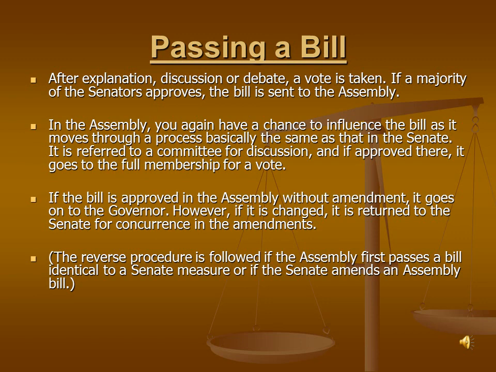It is referred to a committee for discussion, and if approved there, it goes to the full membership for a vote. If the bill is approved in the Assembly without amendment, it goes to the governor. However, if it is changed, it is returned to the Senate for concurrence in the amendments. Remember, both bills must have the same language to pass through both houses. The reverse procedure is followed if the Assembly first passes a bill identical to a state measure, or if the Senate amends an Assembly bill.